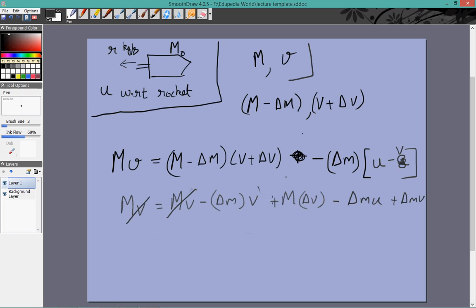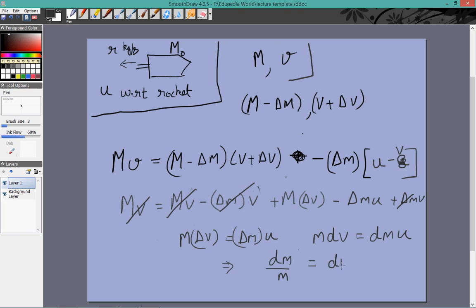Mv directly cancel. We get delta m v and delta m v cancel. So we get m times delta v is equal to delta m times u. I'll write d instead of delta. So m dv is equal to dm u. So I get dm by m is equal to dv by u. Now I can integrate these two.